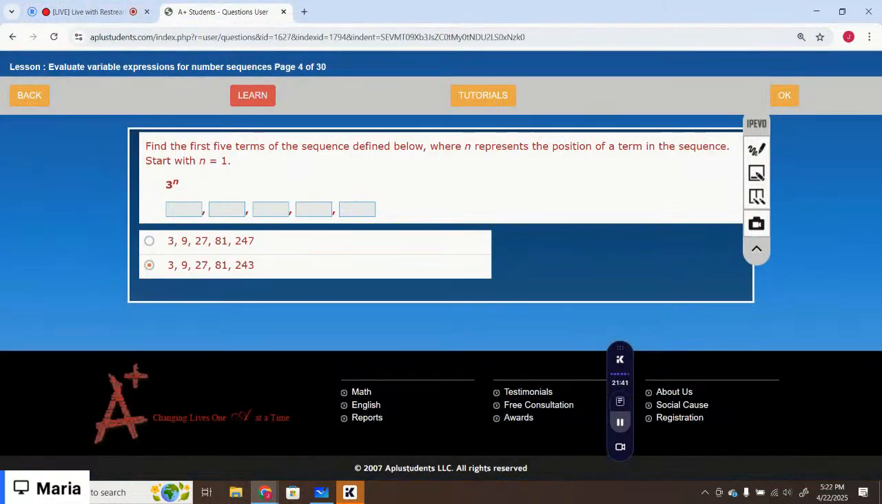Option number 2 is the correct option. They are 3, 9, 27, 81, and 243. Option number 2 is the correct option.